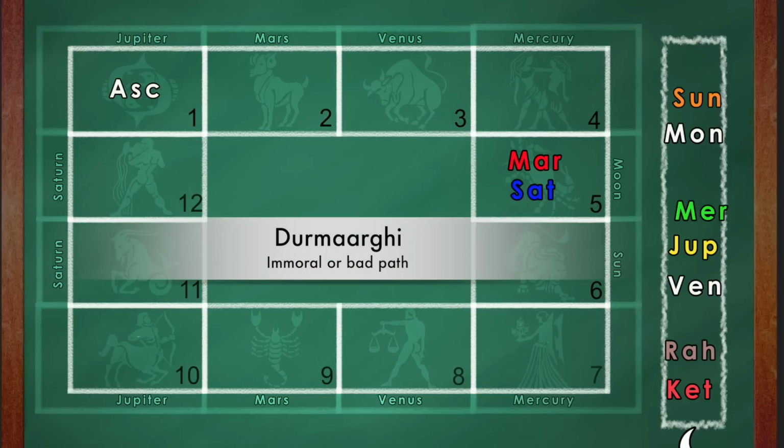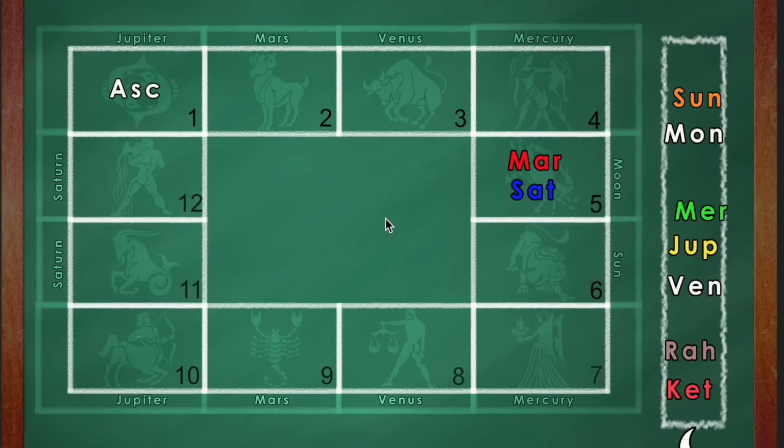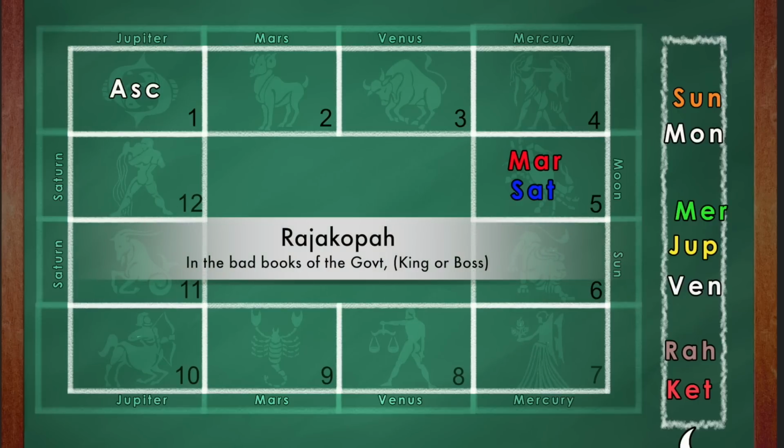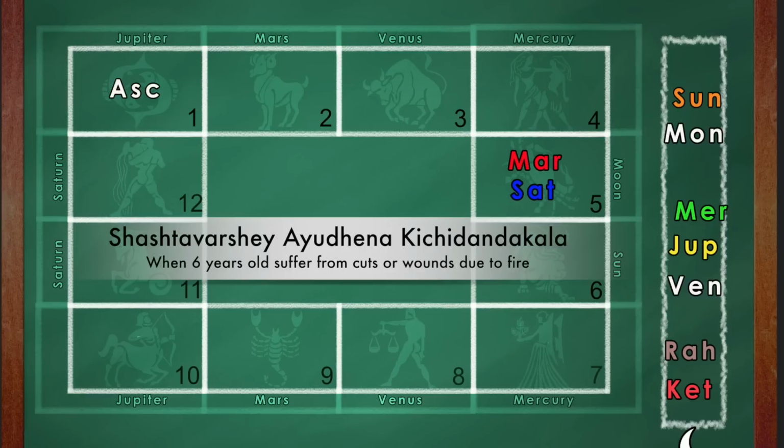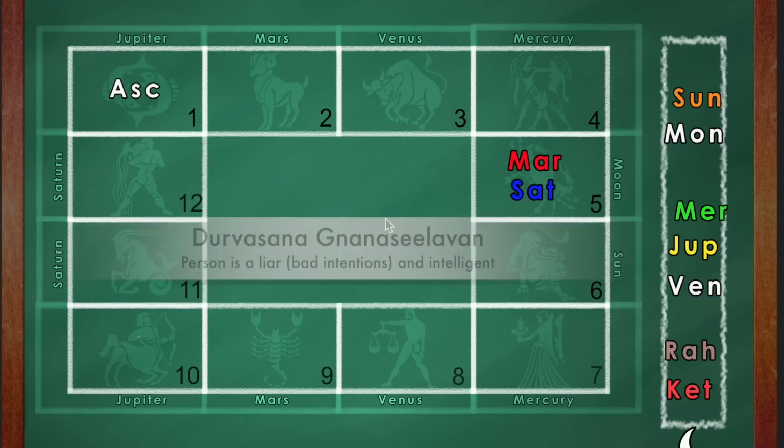The next word is Durmargi. Marga is way and Dur is bad way, follows a bad path. Will be immoral, and Rajakopaha, and will be in the bad books of the government. You will incur the wrath of the king, the government, or the big boss. Sashte Varshe Ayudhena Kichidandakalaha. During his sixth year, he will suffer from cuts or wounds. Durvasana Jnana Shilavan. He'll be a liar but also be very intelligent or shrewd, very clever.